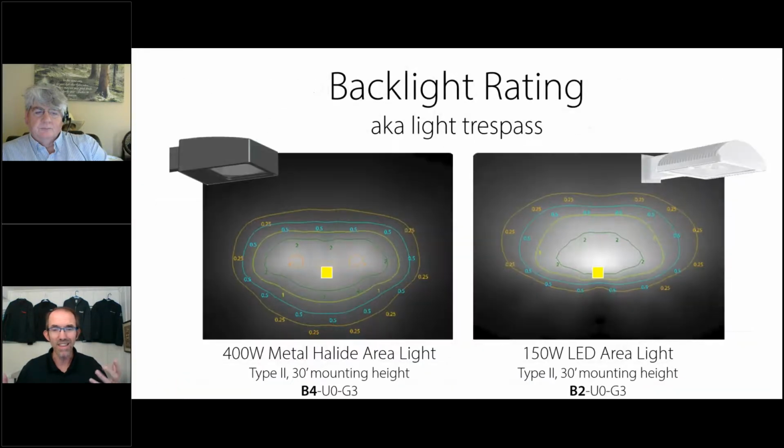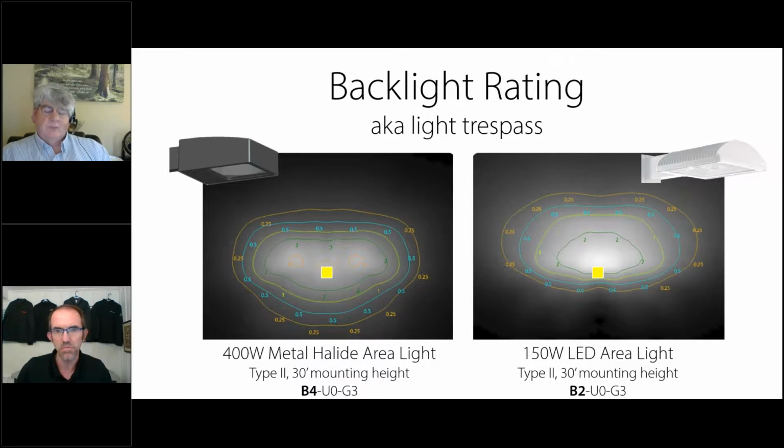So when we take that and we apply it to a fixture, what we have here is the backlight rating for a traditional fixture on the left, a 400 watt metal halide, and then we also have the bug rating for an LED on the right. Donald, when do you care about backlight and when do you not necessarily care about backlight? And sometimes maybe backlight could be a good thing.